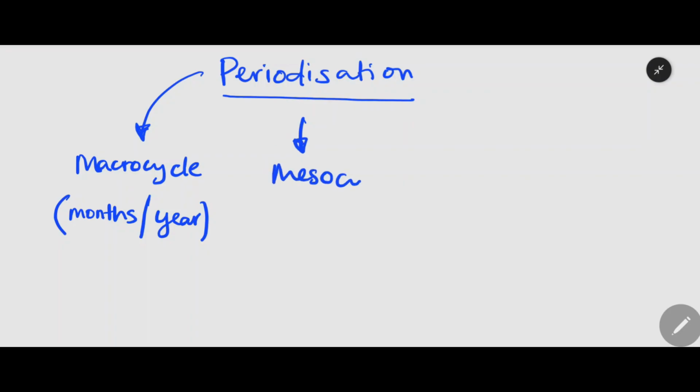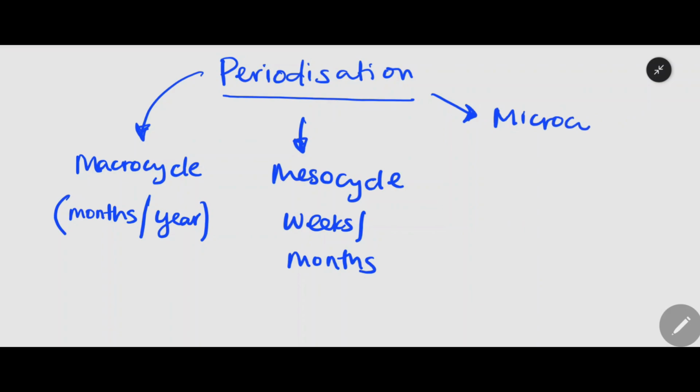Then we move on to the mesocycle, which is breaking down training within weeks and months. And then the microcycle, which is the smallest timeline, the shortest cycle, where you break down your training within a week. So maybe on 2 days of the week, I'm working on legs. The other 2 days, I'm working on chest, something like that. So that's all for Unit 2.